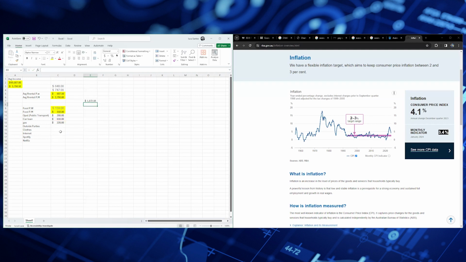So outside parties, you spend like, I don't know, $100, $150 a month. Clothes, $120 a month if you need. It's not something that you buy every month, but let's say you are addicted to buying clothes. Internet can vary from 80 to whatever, but let's use 80. That's what I pay. Spotify is $10. Netflix is 20. And there you have it. You have $1,000. Done. Gone.